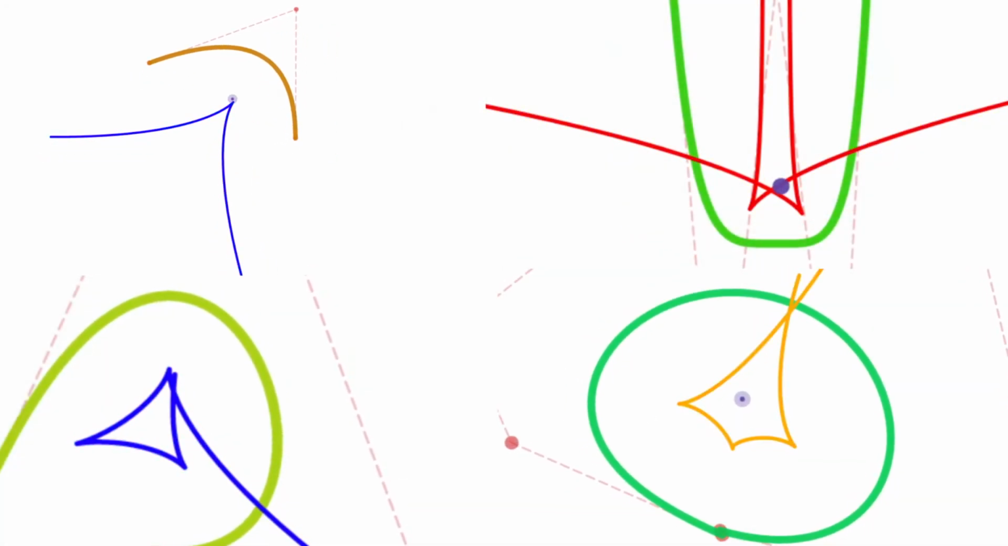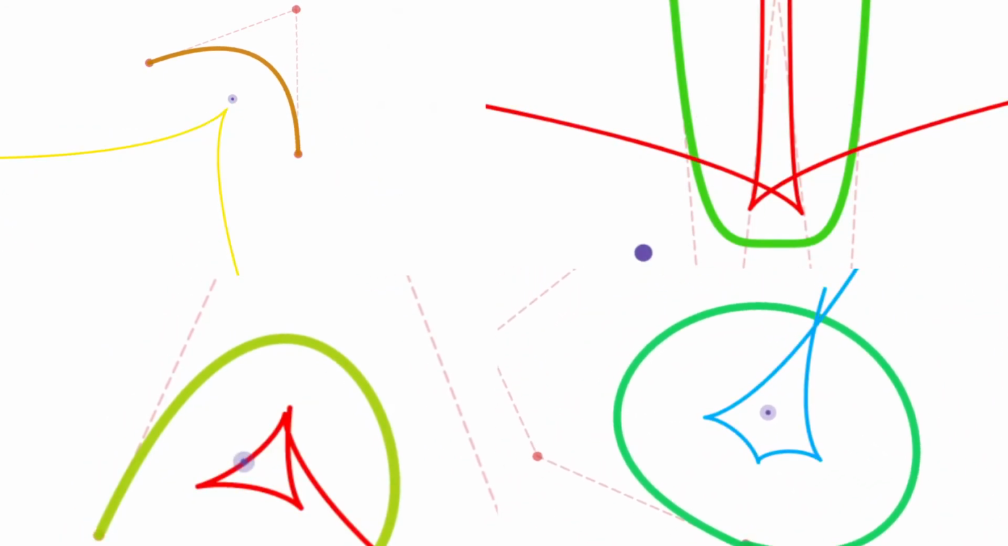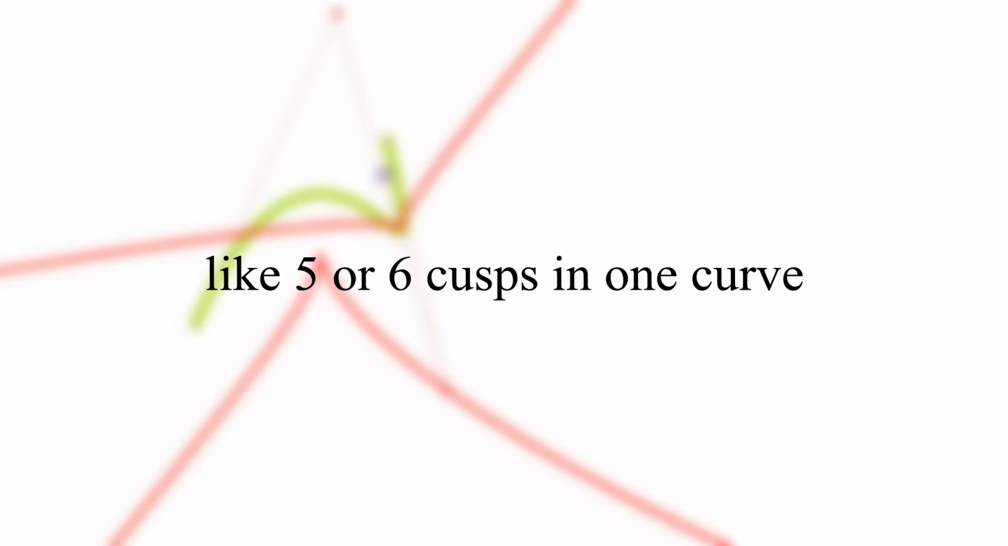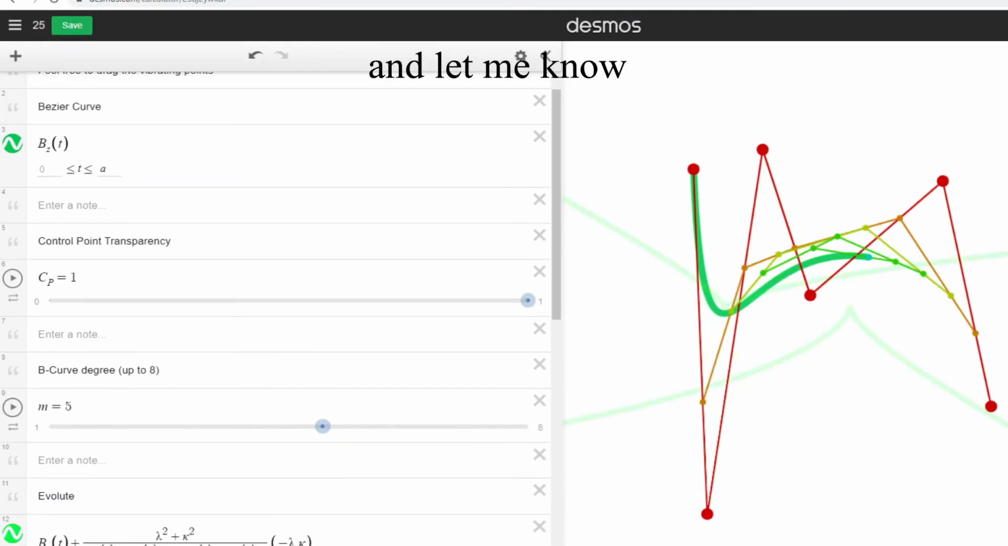But those are 4 of the evolute's behaviors based on manipulating a Bézier curve. I think there are some other cases like 5 or 6 in one curve, but maybe you can find that out yourself and let me know.